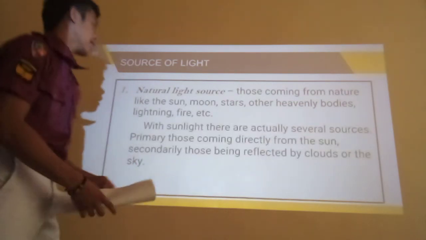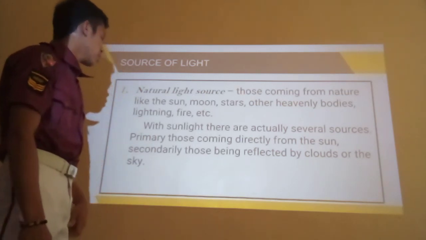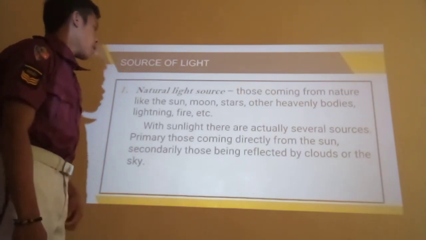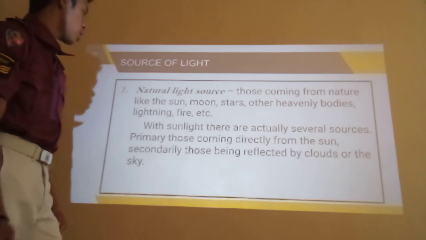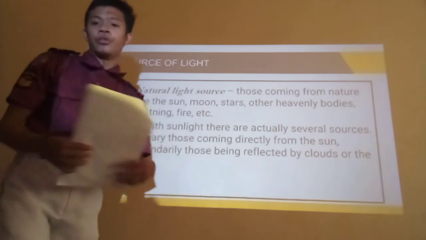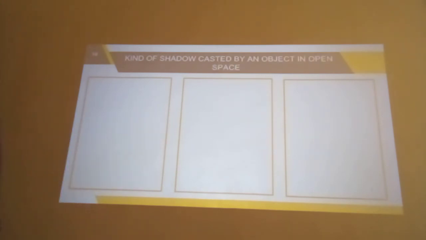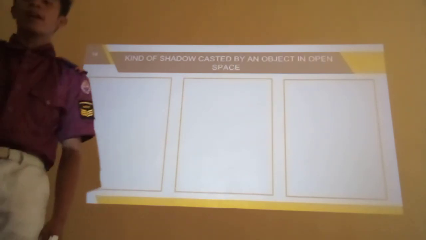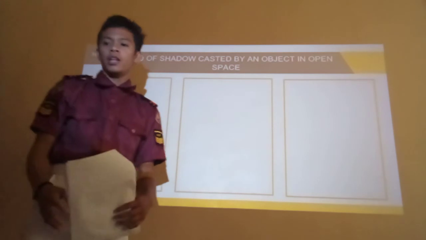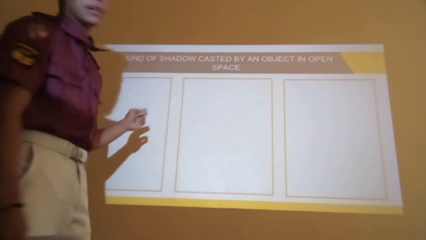With sunlight, there are actually several sources. Primary are those coming directly from the sun. Secondary are those reflected by clouds or the sky. So I have here the kinds of shadow cast by an object in an open space. These are the parts of the natural light source.